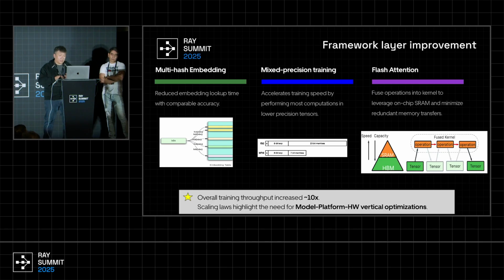And the key learning for us is that the scaling law highlights the need for this model, platform, and hardware vertical optimization. So you need to find whatever way you can to optimize the system. It's not limited to modelers' work. It's also a lot of infrastructure work along with those hardwares.